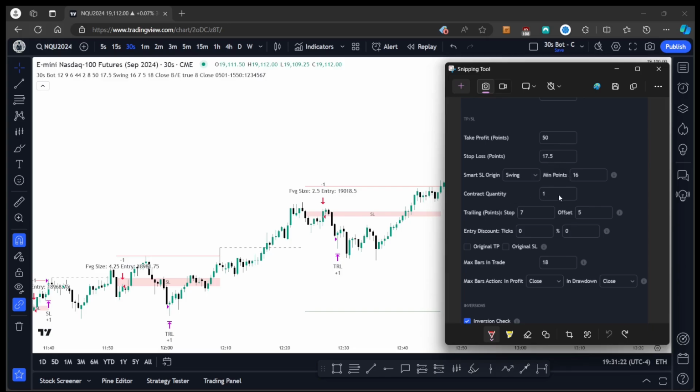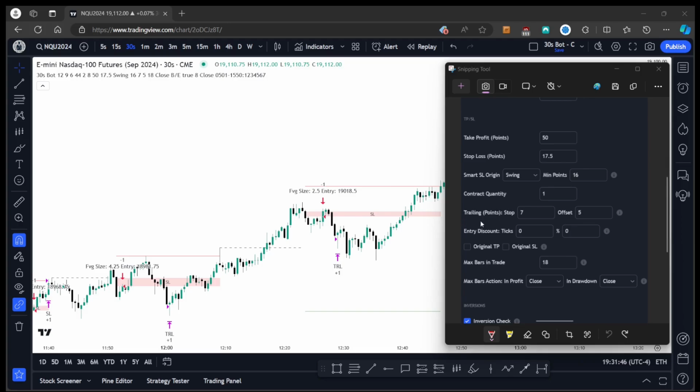Then we have the number of contracts to take. It's default to one. So this will determine how many contracts you want to enter. If you're using NQ, you probably don't want to go beyond one. If you're using MNQ, you can increase the number a little bit to provide you some meaningful setups that are going to give you more than a few dollars of profit.